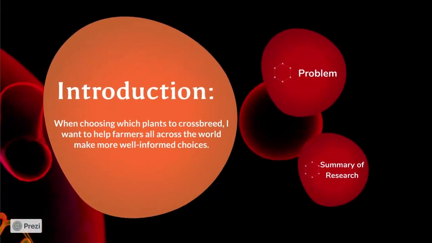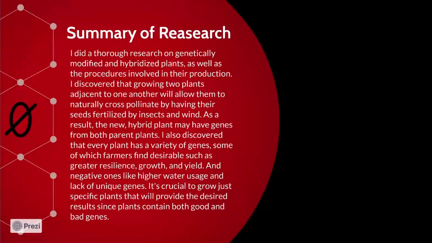Summary of research. I did thorough research on genetically modified and hybridized plants as well as the procedures involved in their production. I discovered that growing two plants adjacent to one another will allow them to naturally cross-pollinate by having their seeds fertilized by insects and wind. As a result, the new hybrid plant may have genes from both parent plants.